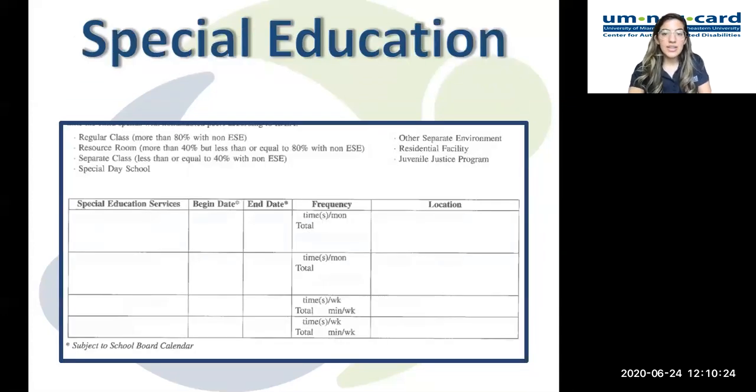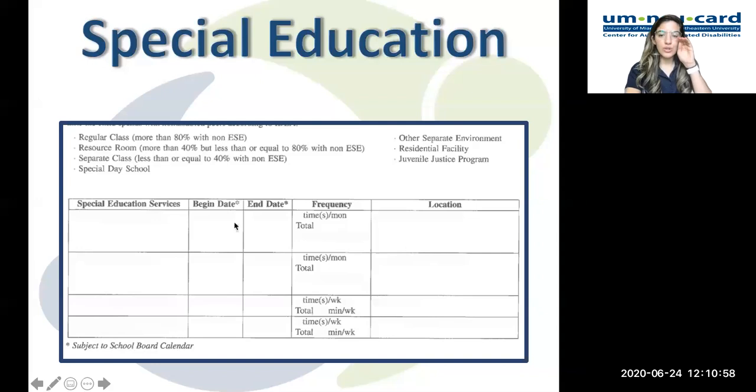The next section is the actual special education services that your child is receiving. Remember, the law defines special education as a specially designed instruction at no cost to the parents to meet the unique needs of a child with a disability. This specifically designed instruction should meet the child's unique needs and ensure access to the general curriculum. Specially designed instruction includes adapting the content, methodology, or delivery of instruction.